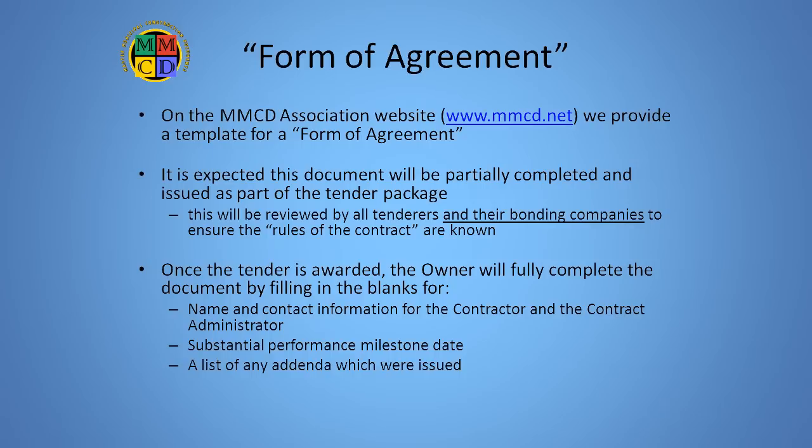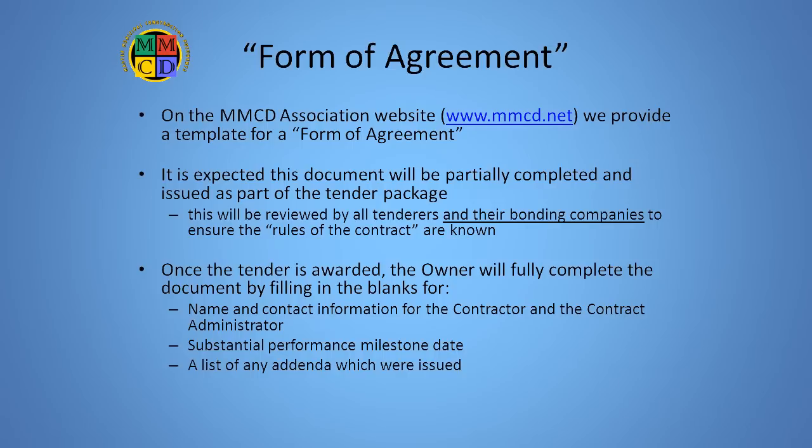This form of agreement is important because bidders and their bonding companies need to know the rules of the game when evaluating what is to be done and the risks involved. Then, after the successful contractor is known, the tender author can fill in the missing data in the form of agreement. The name and contact information for the contractor is now known.